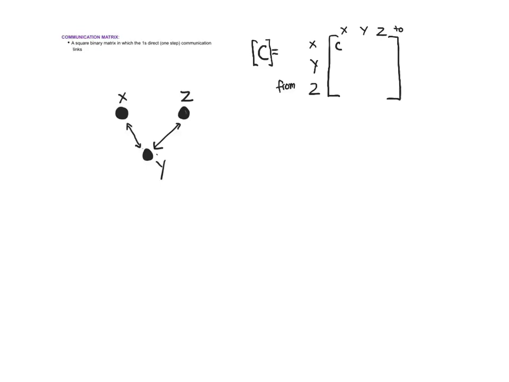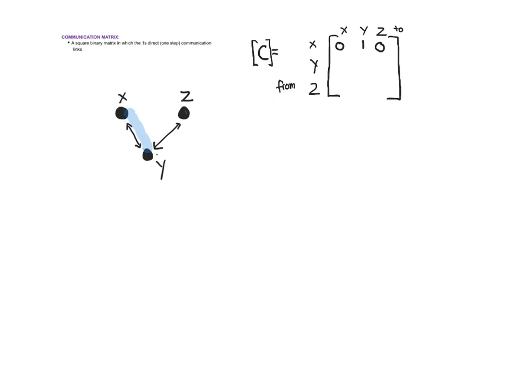Now, you're not going to communicate with yourself, so we'll put a 0. If we look at our diagram over here, we can see that X can communicate with Y. So we will put a 1 in our communication matrix. Now, X can't directly talk to Z, so we put a 0.